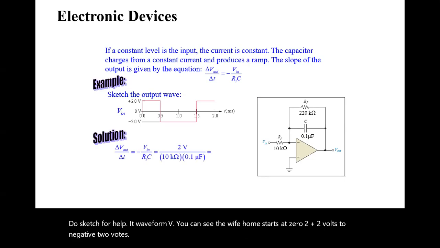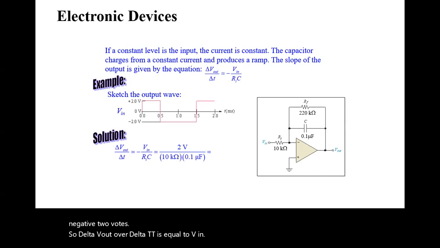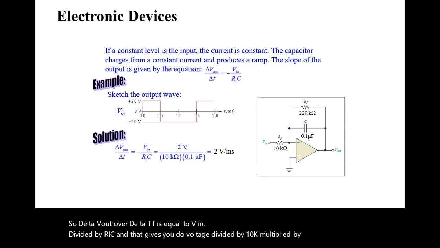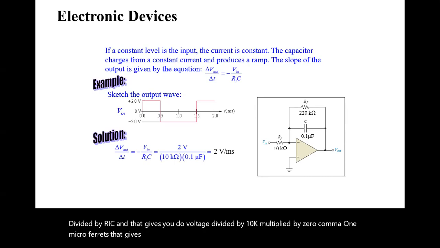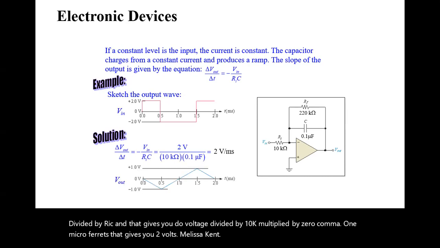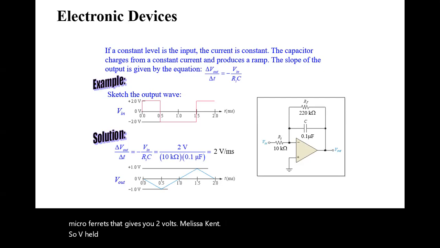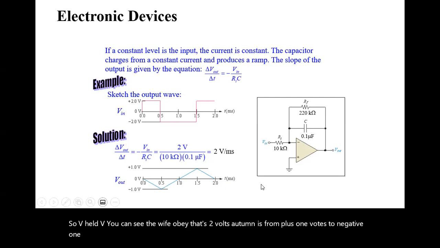So delta V out over delta T is equal to V in divided by RIC, and that gives you 2 volts divided by 10K multiplied by 1 microfarad. That gives you 2 volts per millisecond. So for V out, there you can see the waveform. That's 2 volts peak, plus 1 volt to negative 1 volt. And that is how your output signal is going to look.